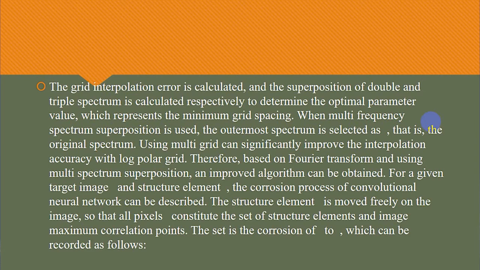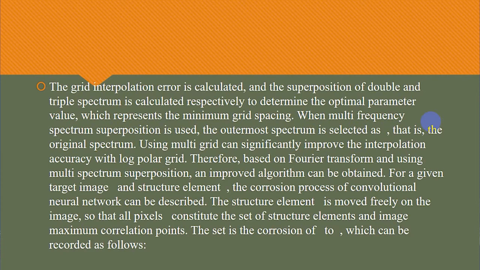When multi-frequency spectrum superposition is used, the outermost spectrum is selected, that is, the original spectrum. Using multi-grid can significantly improve the interpolation accuracy with a log polar grid. Therefore, based on Fourier transform and using multi-spectrum superposition, an improved algorithm can be obtained for a given target image and structure element. The corrosion process of the convolutional neural network can be described.